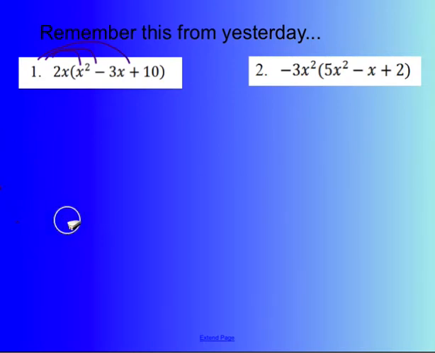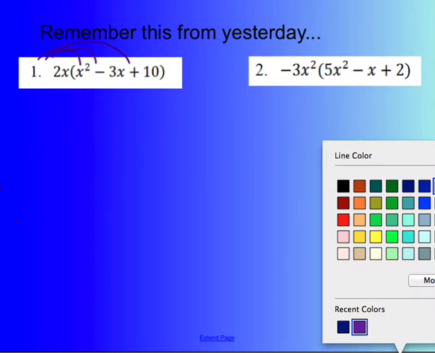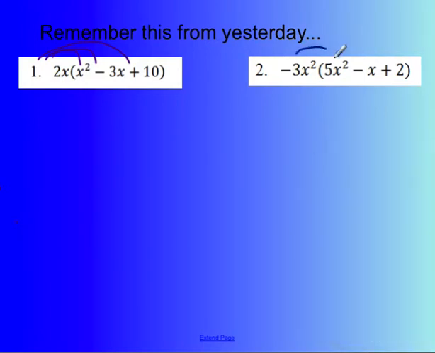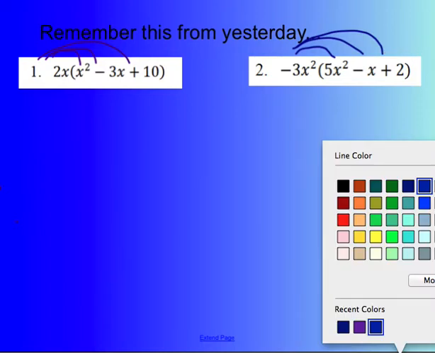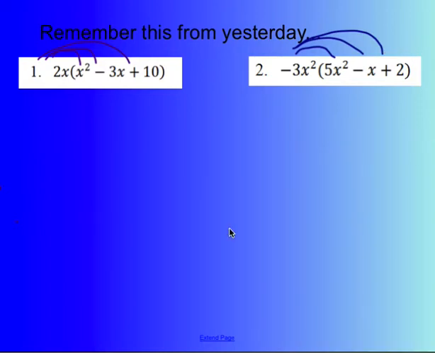Alright, let's take a look at number 2. So for number 2, again, we're going to be multiplying that in. So we're taking negative 3x squared and we're going to multiply it to each of those terms. We're going to take negative 3x squared and multiply that times 5x squared. Then we're going to add our next term, which is negative 3x squared, and we're going to multiply that times negative x. And then we're going to take negative 3x squared and multiply that by 2. So now we need to multiply these together.